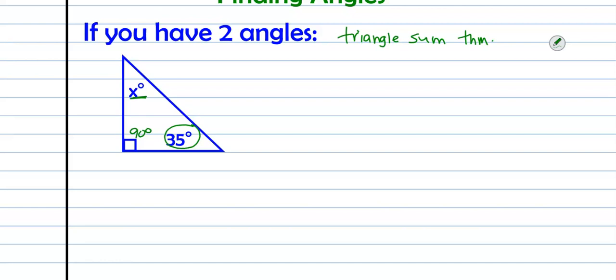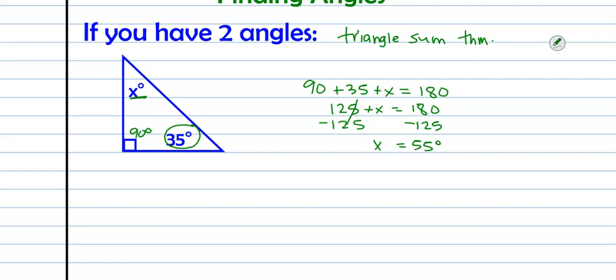So if you just want to punch it into the calculator, great. If you want to show your work a little bit better, you could do 90 degrees plus 35 degrees plus something is equal to 180. That's probably the best way to do it, but I'm not going to be super fussy. 90 and 35 is 125. Ultimately, what you're doing is 180 take away 125, which is 55. So x is 55 degrees. I really just wanted to remind you that if you already have two angles, it's a pretty simple one to figure out what that missing angle is.